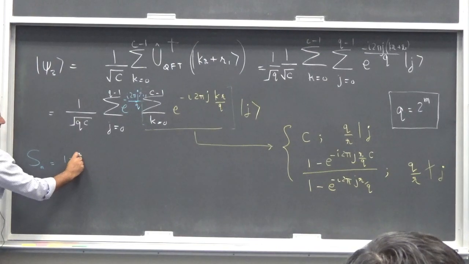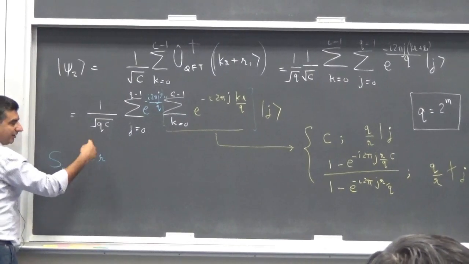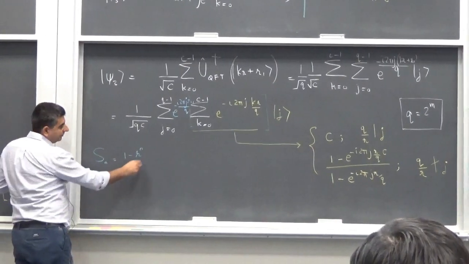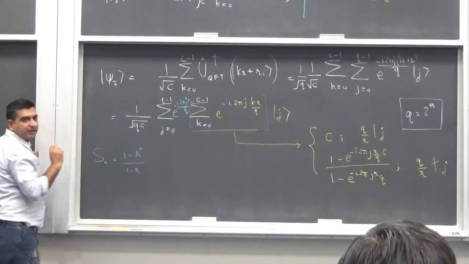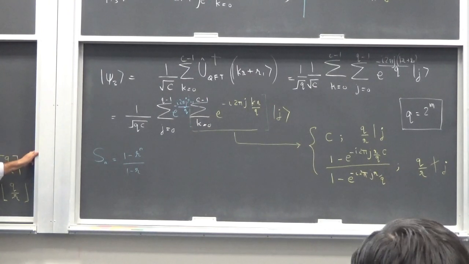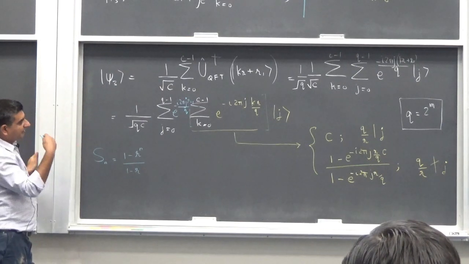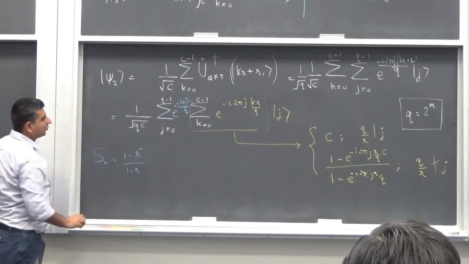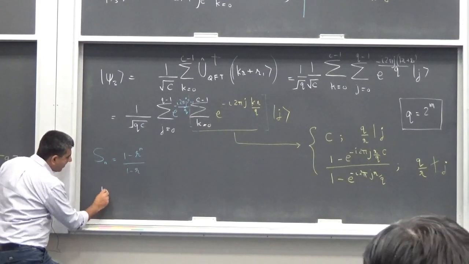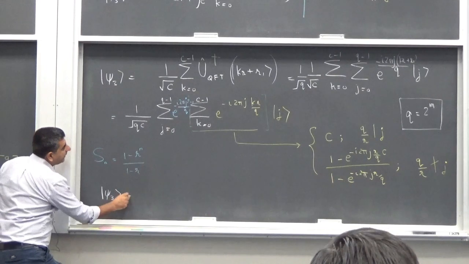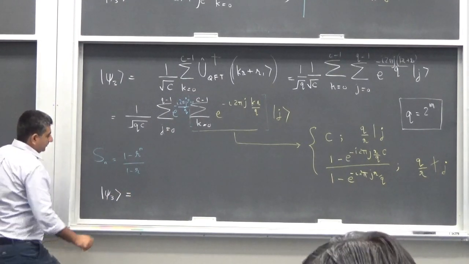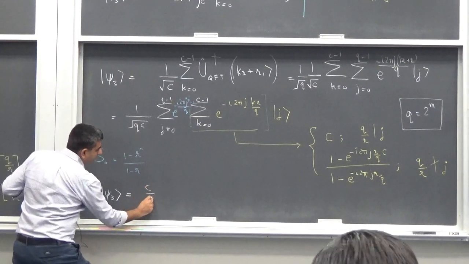1 minus r, again we encounter r, so r is what's called the common ratio, I think. n is the number of terms. So this is the kind of formula that we have for a geometric series, isn't it? So psi 3 could now be written in a nice, cozy, compact fashion as follows. Psi 3 equals C over Q.